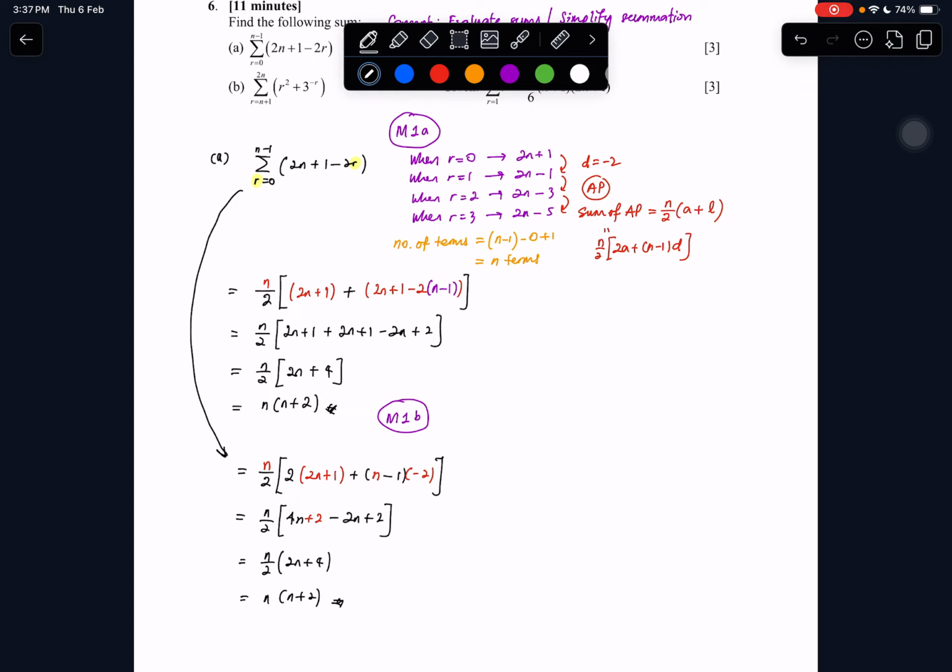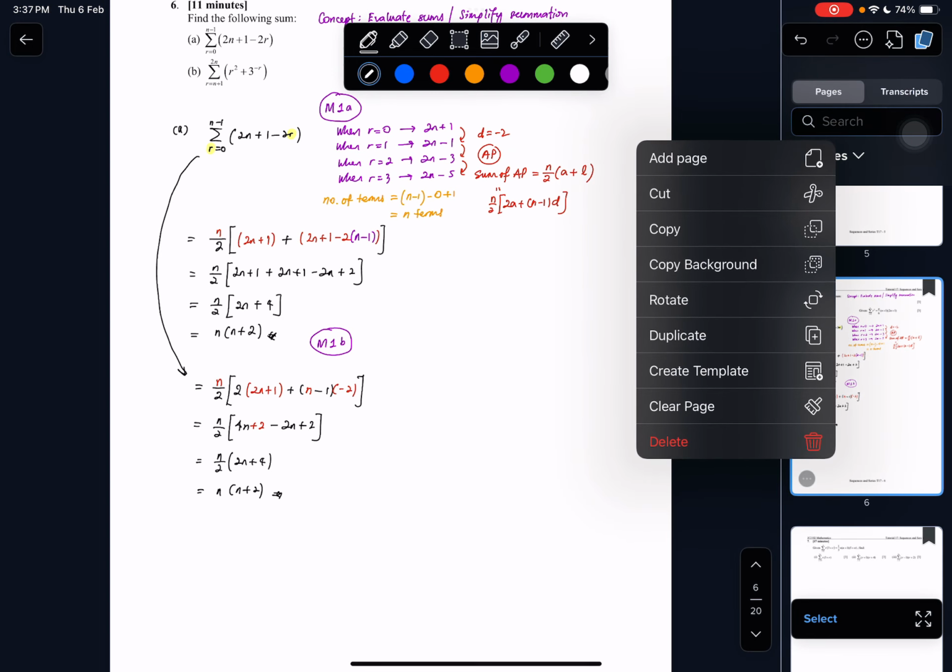So this would be method 1, which is to consider the AP. Consider that this is an arithmetic progression, and then what we can do is sum things up using the formula for AP.